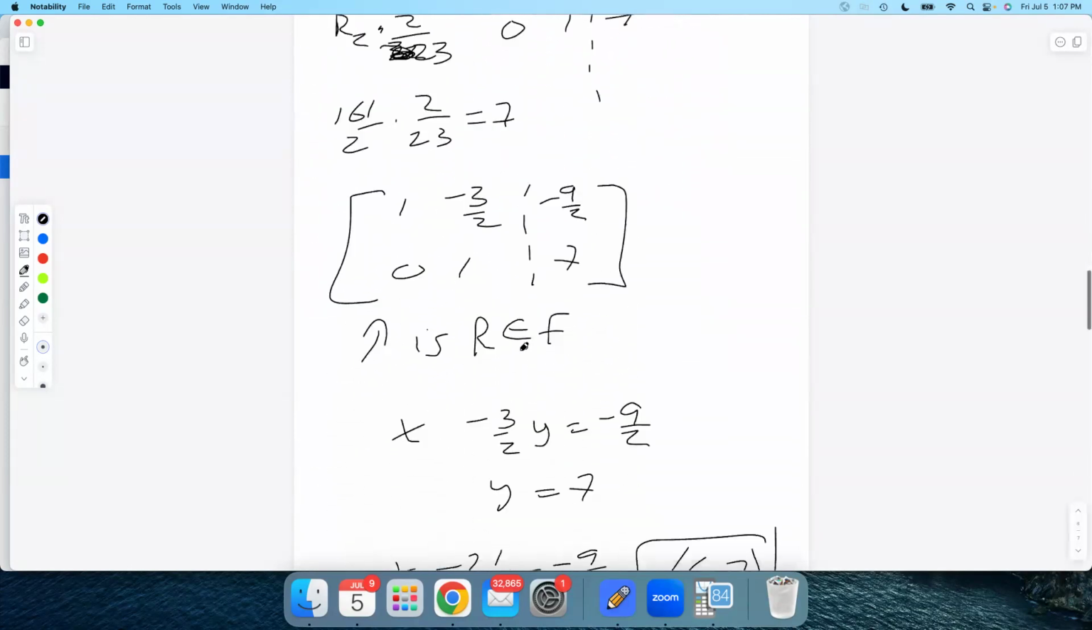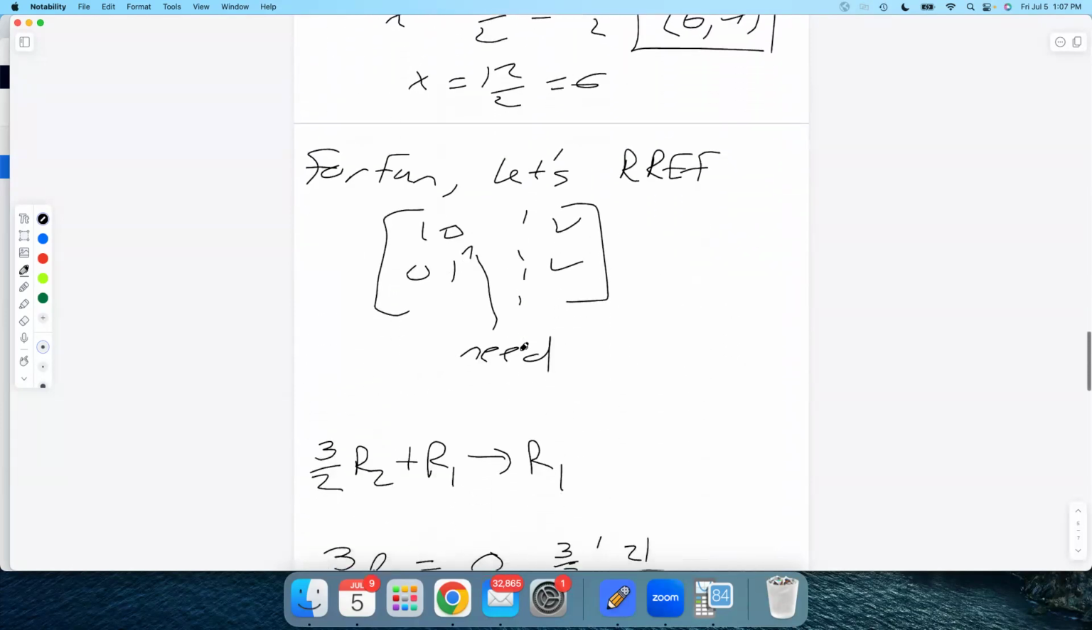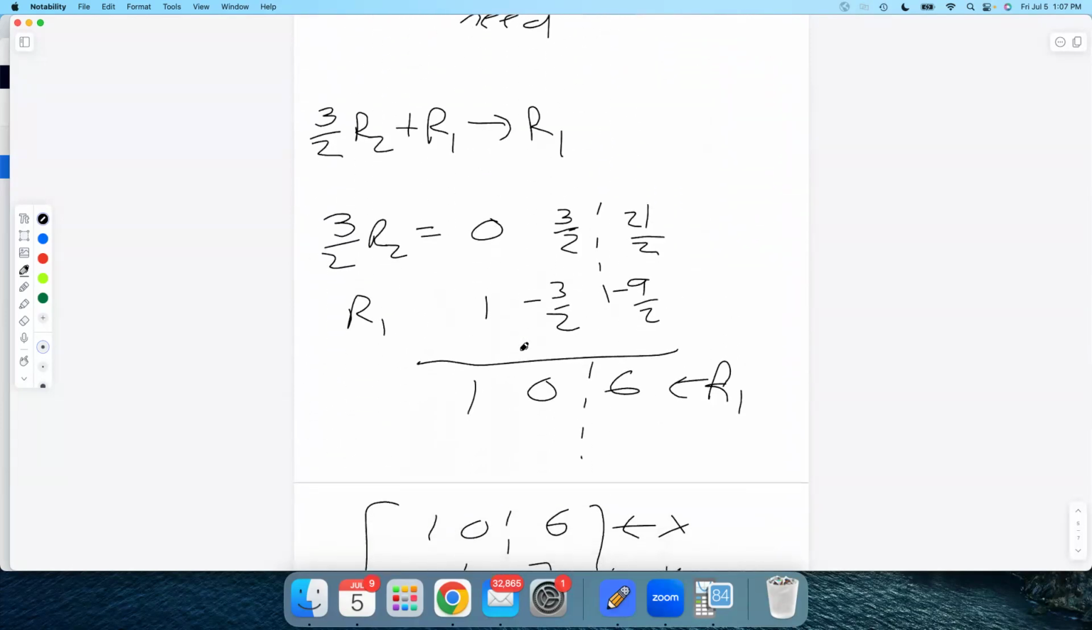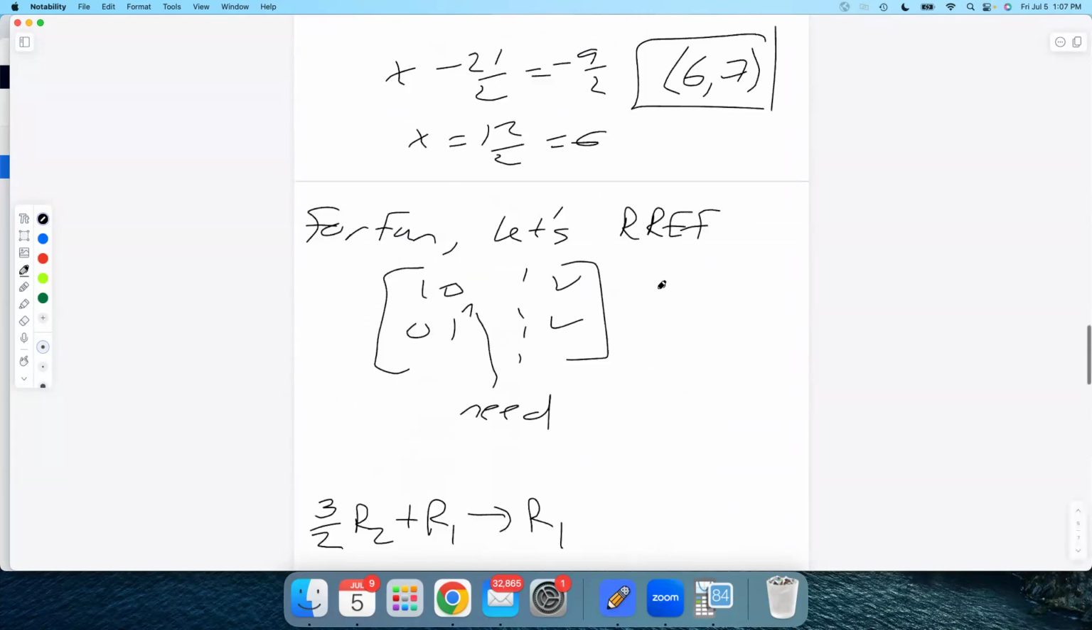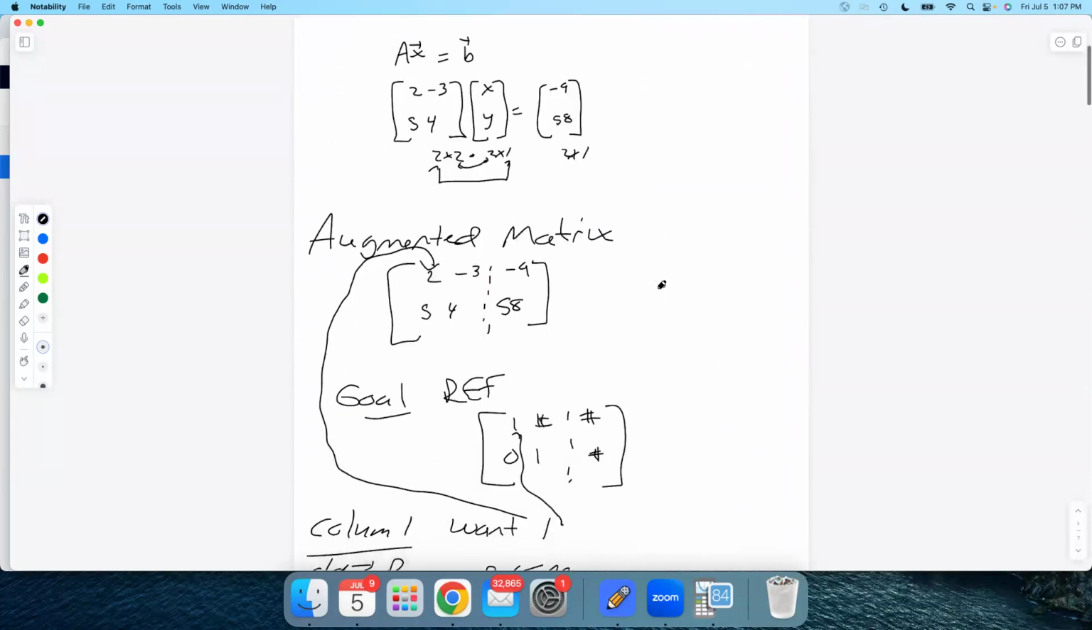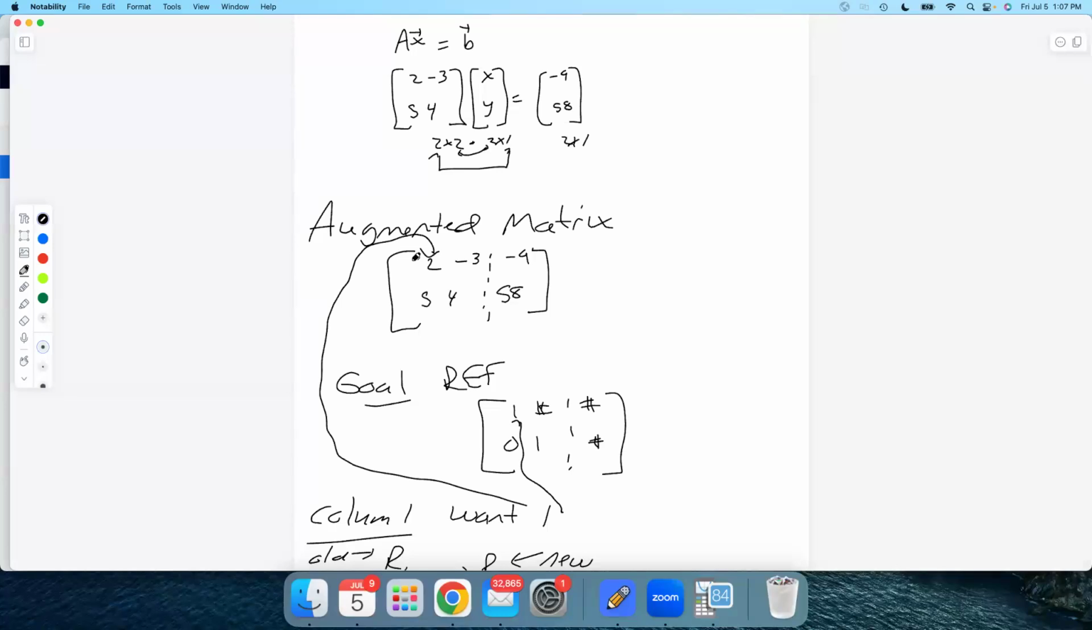This process, though, just takes care of all that for you. And this can be put into a computer. You can tell a computer to always do these steps. Your calculator will do all of this for you. You type in this augmented matrix into your calculator, it'll spit out row reduced echelon form with your answers right there. Okay, and that's a good place to stop.